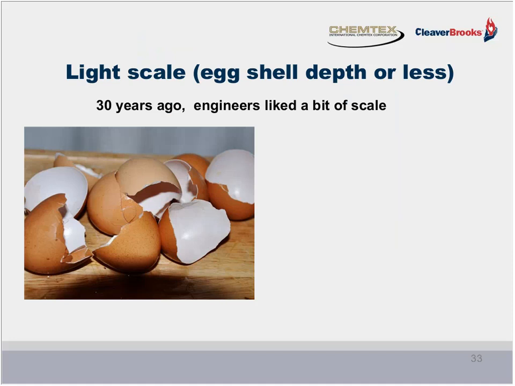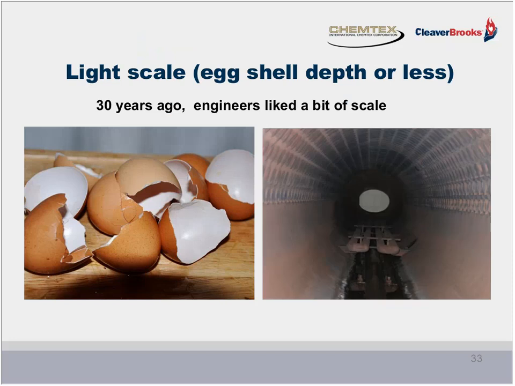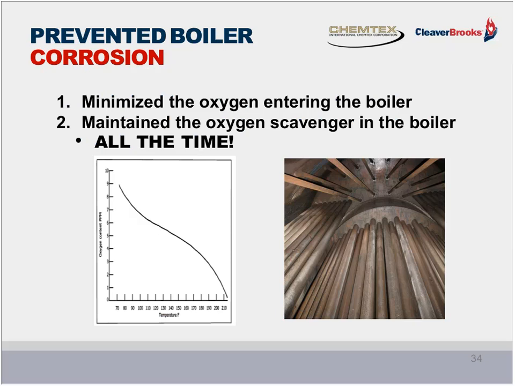30 years ago, engineers used to always like a little bit of eggshell scale in their boilers, but that was before the energy crisis and the efficiency was any kind of a concern. Natural gas was 20 cents a therm or even 10 cents a therm. So we want to keep the boilers as efficient and clean as possible, and we can protect them with proper scale and corrosion inhibitors so that you maintain maximum efficiency without the energy lost through that eggshell scale.